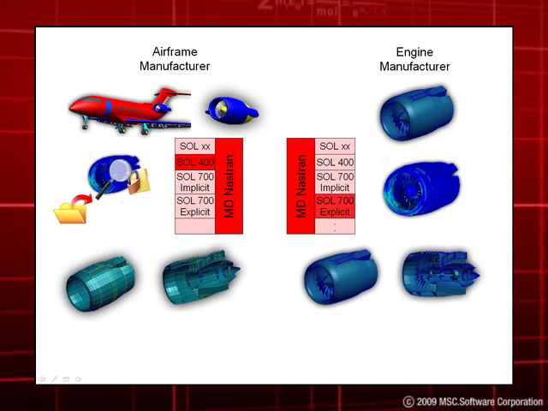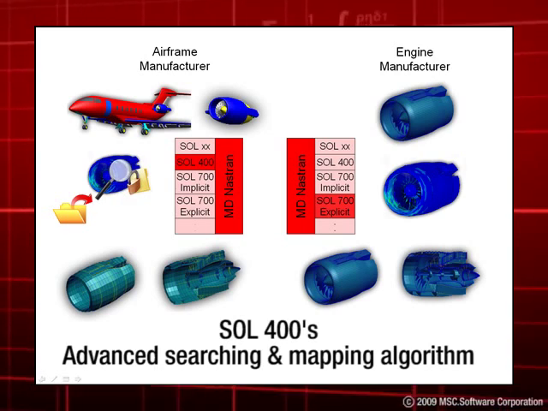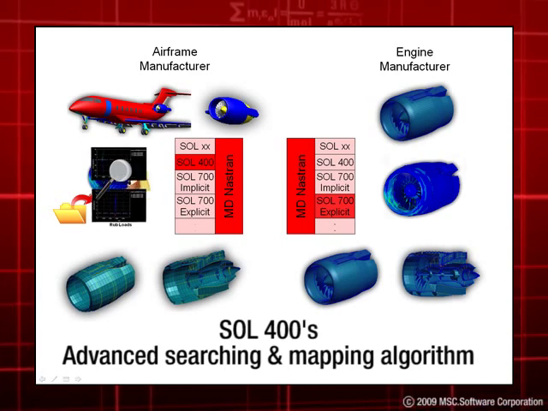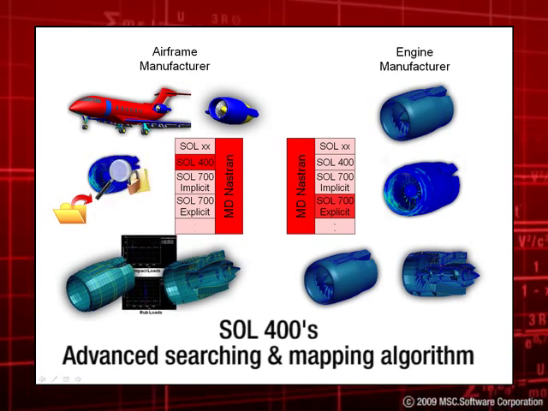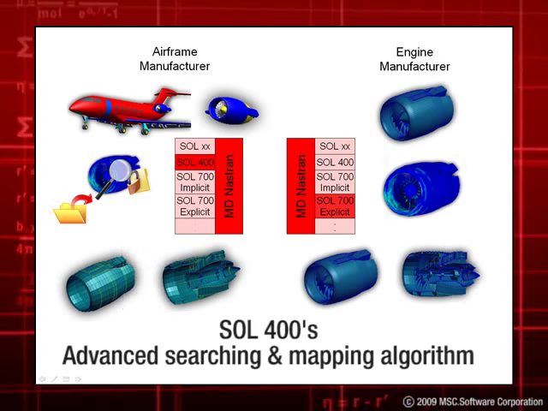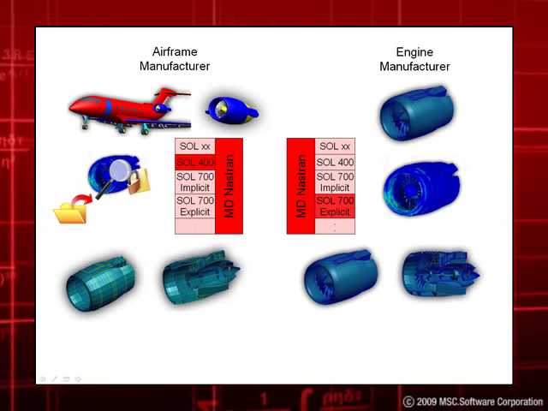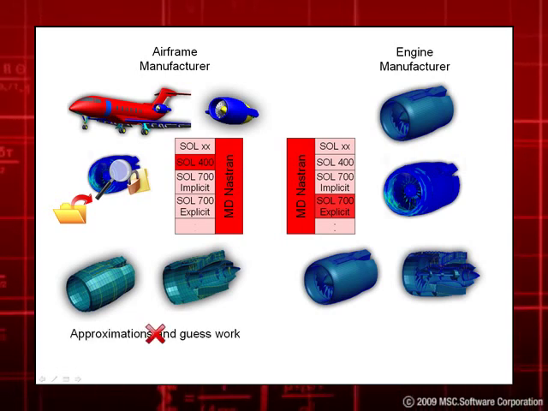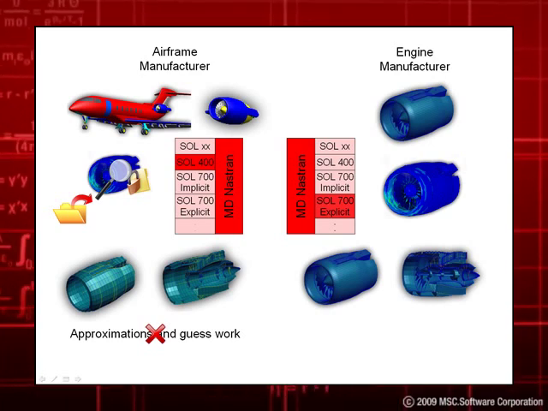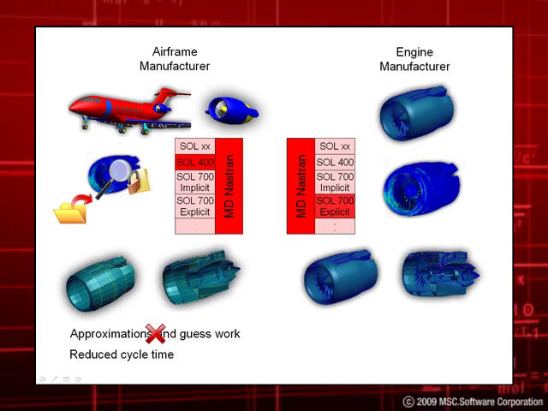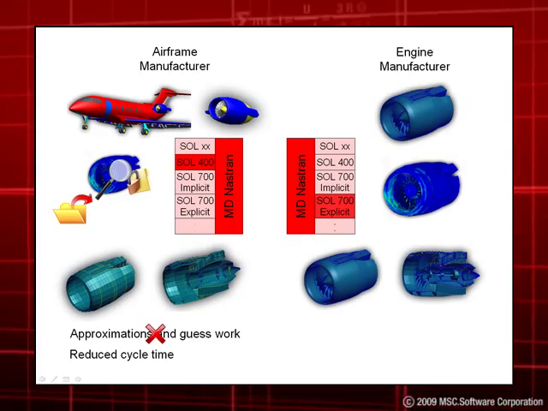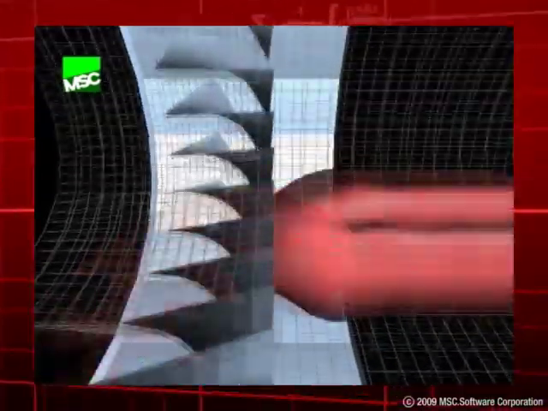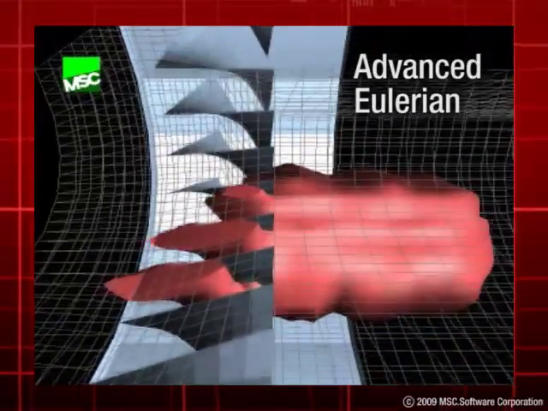Solution 400 has an advanced searching and mapping algorithm that will read in the transient loads from the fan blade out analysis and apply them on the new rotor dynamics model in the exact location at the exact time. By using MD Nastran, the aviation industry has not only eliminated approximations and guesswork that could result in poor designs and high cost, but has also significantly reduced the design cycle of the product by using a common environment under MD Nastran. In addition, for bird strikes, the bird can be modeled as a fluid by using the advanced SPH technology that also exists in MD Nastran.